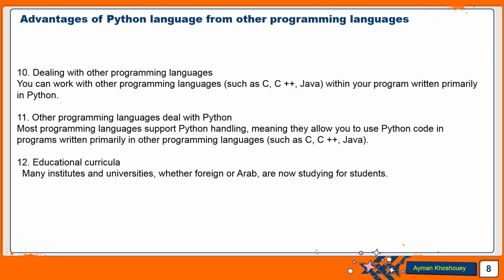Dealing with other programming languages. You can work with other programming languages such as C, C++, Java within your program written primarily in Python. Other programming languages deal with Python. Most programming languages support Python handling, meaning they allow you to use Python code in programs written primarily in other programming languages such as C, C++, or Java. Educationally circular. Many institutes and universities, whether foreign or Arab, are now teaching it to students.